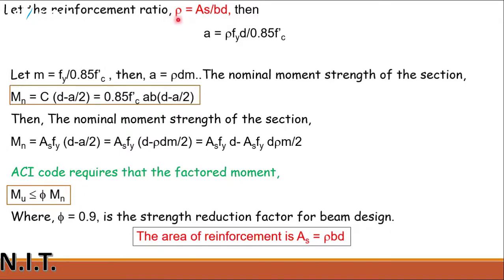This symbol can be read as rho. Rho is the reinforcement ratio, which can be calculated by area of steel divided by bd, or we can rearrange this formula: area of steel equals rho bd. Okay, and remember this formula also. These are a few things that we will use in our numerical problem. We will use these formulas in our numerical problem.